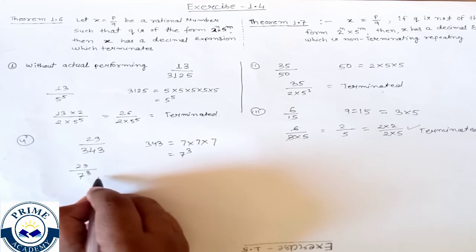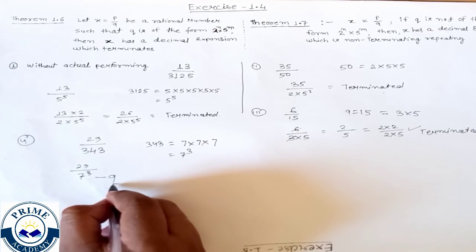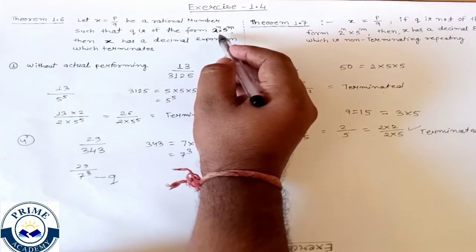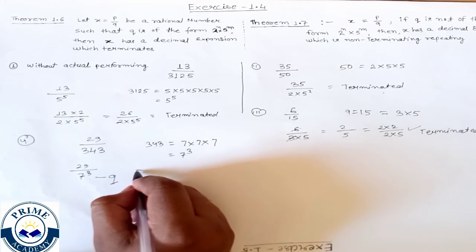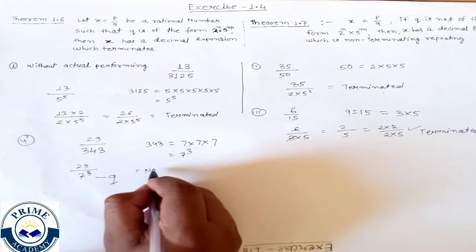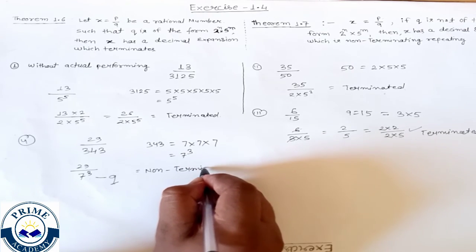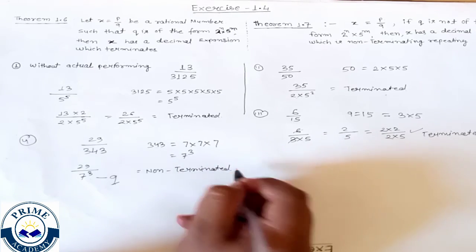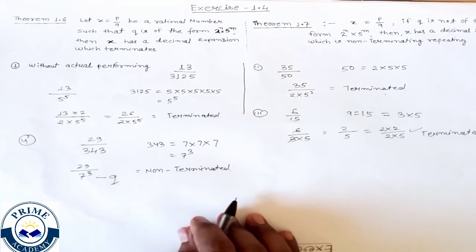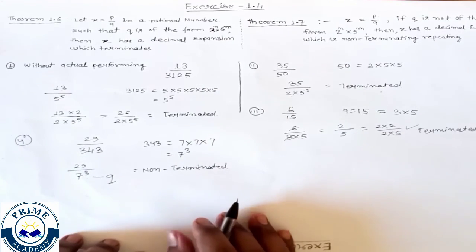You will never get this form of q. This is in the form of q now, but q is not in the required form, so this is non-terminating. Let's take another example and check it out.